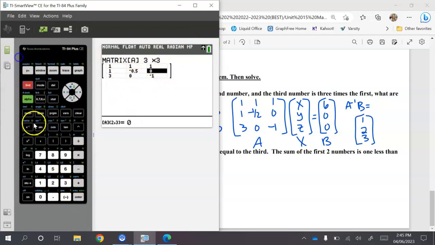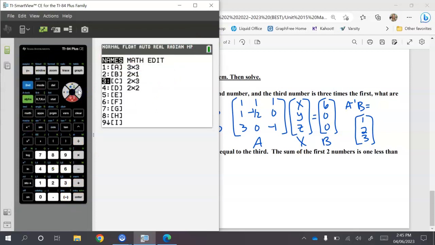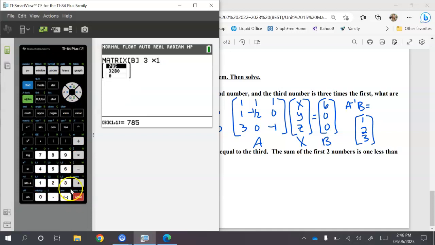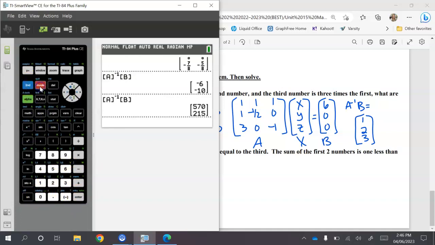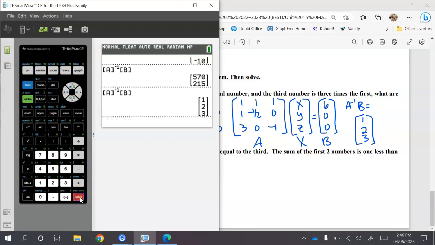Matrix A. Matrix B. We're going to edit this one to be a 3x1. And it is 6, 0, and 0. Quit. I want this, so I'm going to say enter. And then there we go: 1, 2, 3. So my first number is 1, my second number is a 2, and my third number is a 3. So that's how you use your calculator for matrix problems.